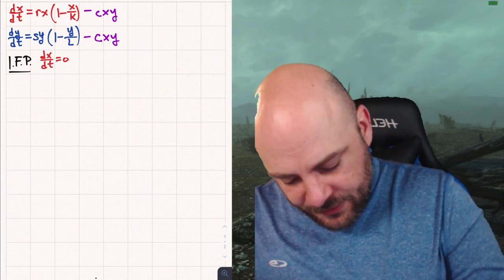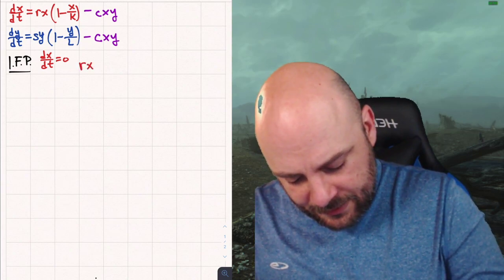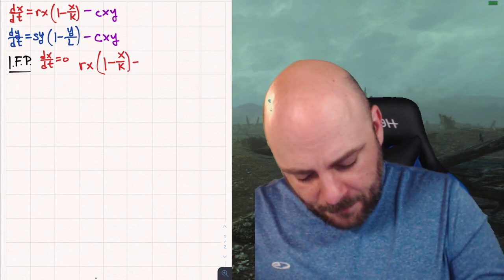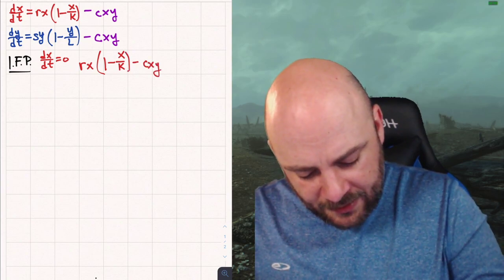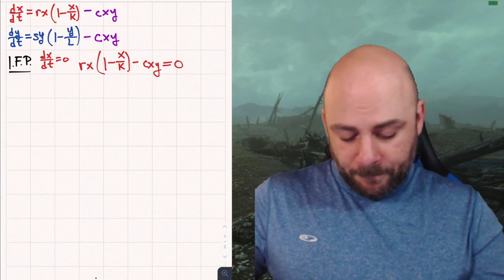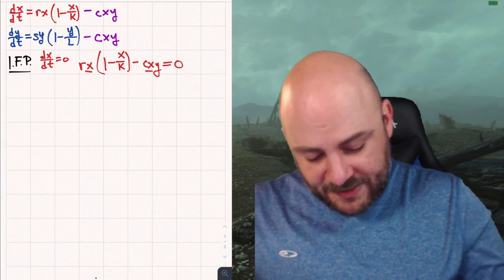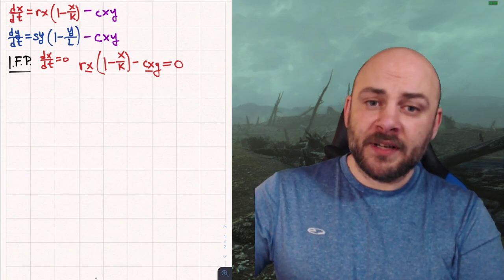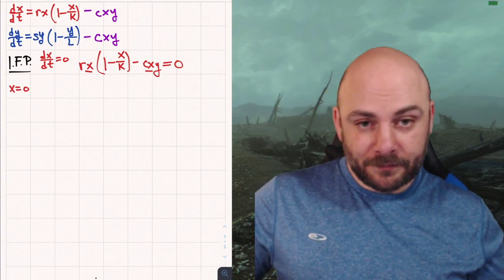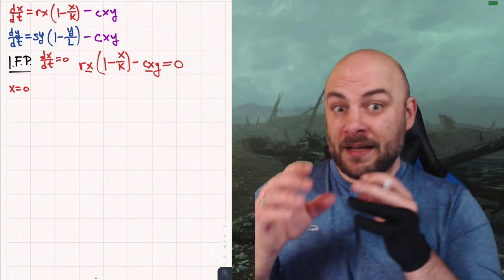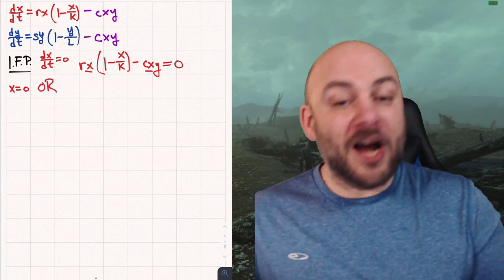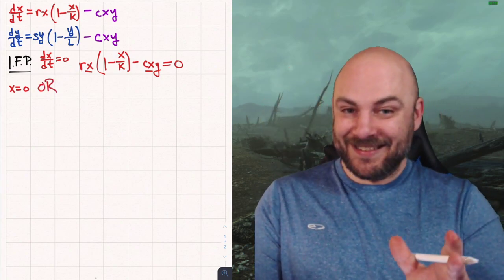All right. And so we've got rx times 1 minus x over k minus cxy equals 0. And one fact should jump out at us right away. Both of these terms have an x in them, so I can factor that out, which tells us that x equals 0 is one of the solutions. Now, whenever I have this or this, I make sure to write "or" in giant letters so I don't miss it, okay?